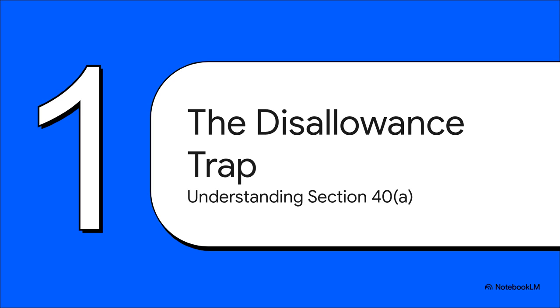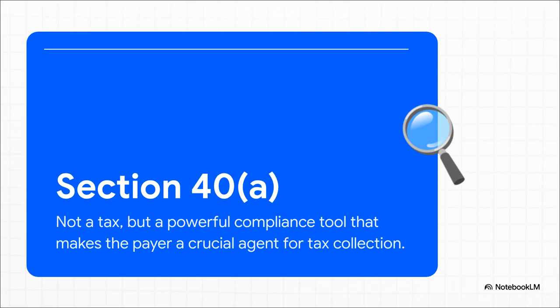All right, let's kick things off with our first section, really understanding the trap itself. You might be wondering, why does a rule this harsh even exist? Well, the reason might not be what you think. See, the first thing to get your head around is that Section 40A isn't really a tax. It's a compliance tool, a really, really powerful one.